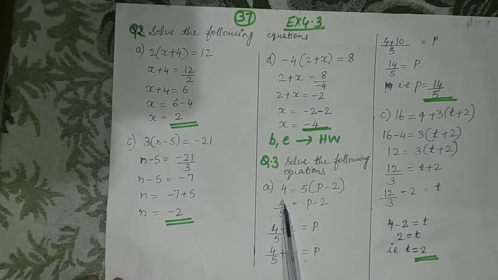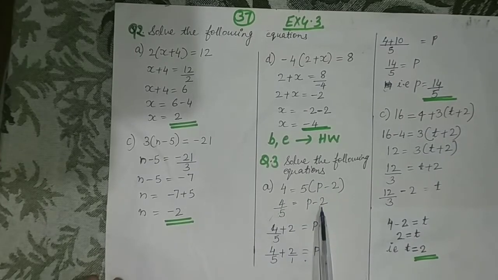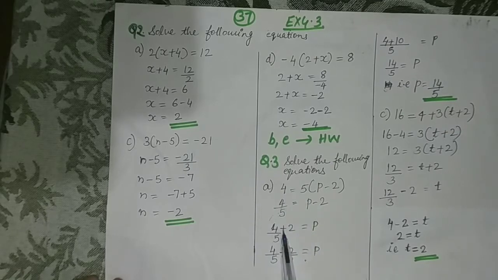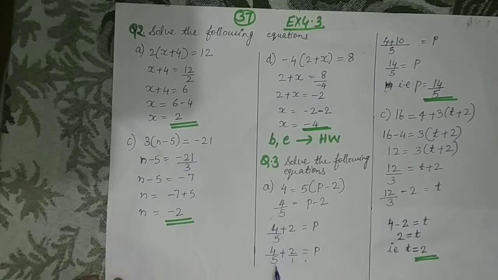So you see LHS has become 4 by 5, because we have divided by 5. 4 by 5 is equal to P minus 2. Now this minus 2 we are taking from RHS to LHS. When it goes to LHS, it will add. Instead of subtraction, it will add. 4 by 5 plus 2 by 1, 2 we can write as 2 by 1, is equal to P.